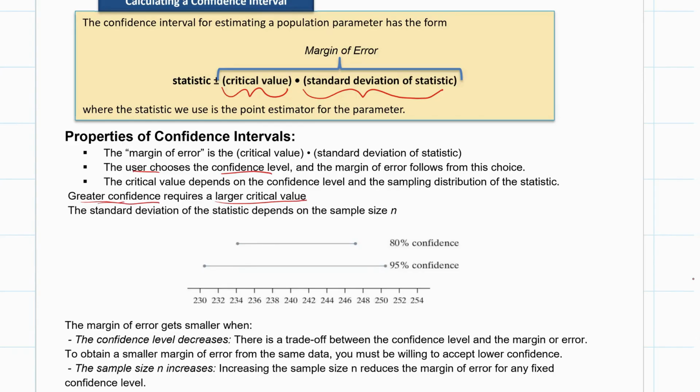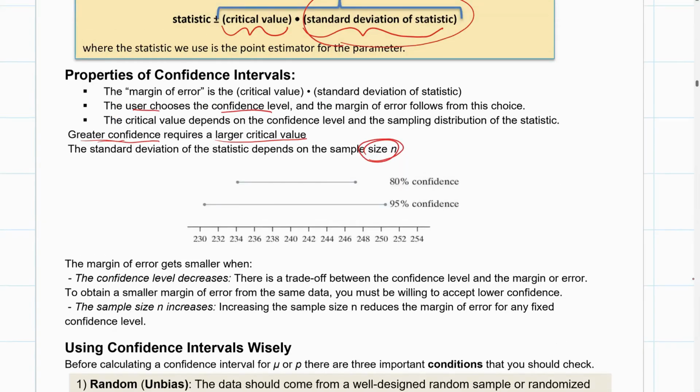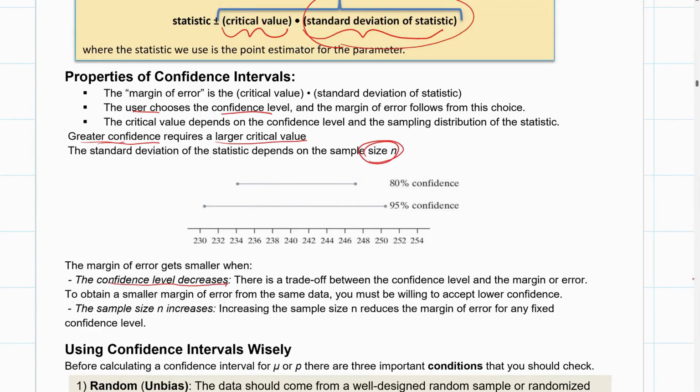Second part, the standard deviation. It is driven by the sample size. Okay? So when the sample size gets bigger, we know that the standard deviation of the sampling distribution will get smaller. So the margin of error gets smaller if you have a smaller confidence level. The margin of error gets smaller if you have a larger sample size.